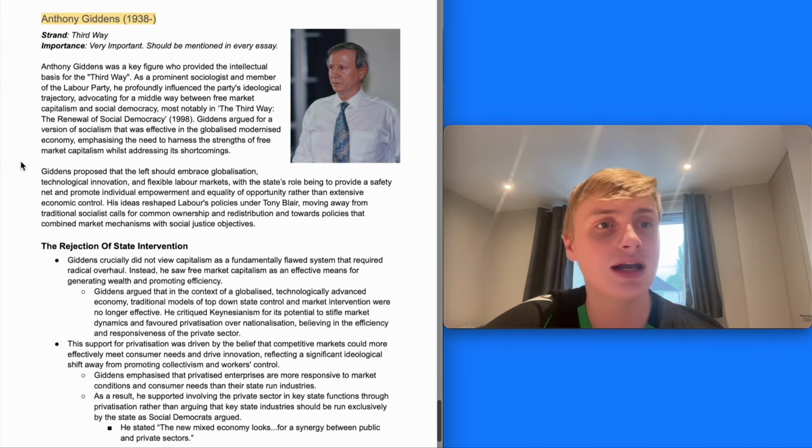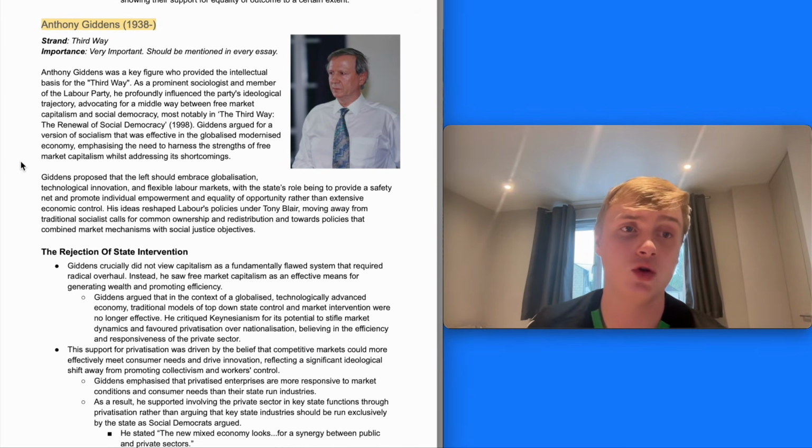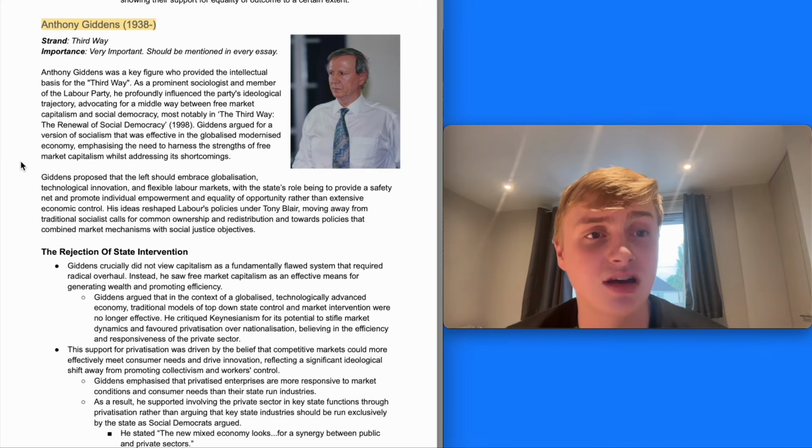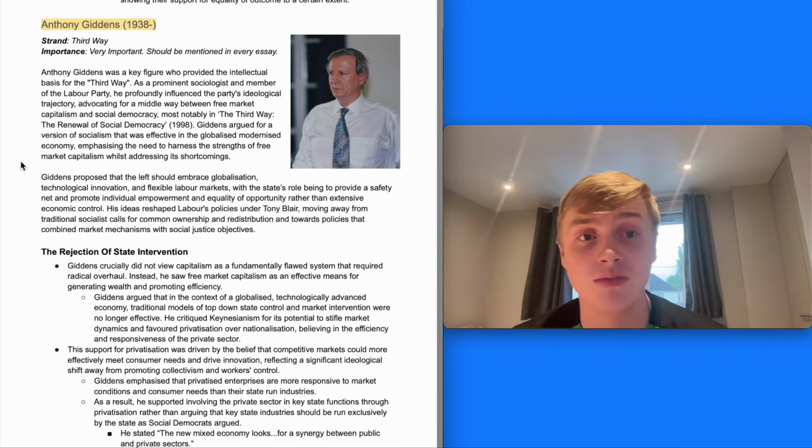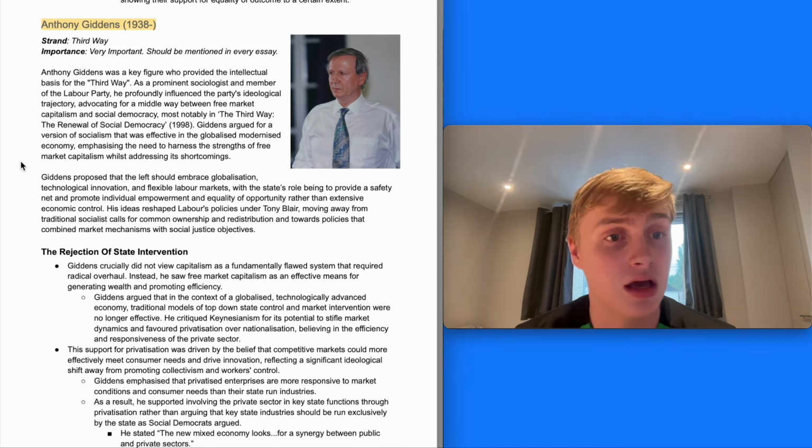The final key thinker we're going to have a look at is Anthony Giddens, who belongs to the Third Way. And he was a key intellectual basis for the Third Way. So he was a prominent sociologist, a member of the Labour Party, and he really influenced the shift in the Labour Party in this period.